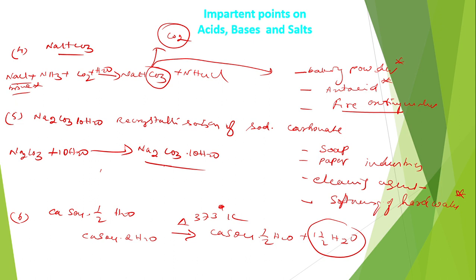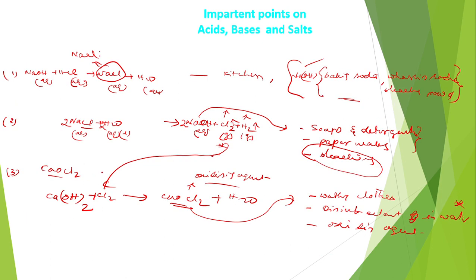Okay. So next, calcium oxychloride. It is made by passing chlorine gas over dry slaked lime. So chlorine gas we are passing over dry slaked lime. This is called slaked lime. So they may ask in examination, write the chemical formula for slaked lime.